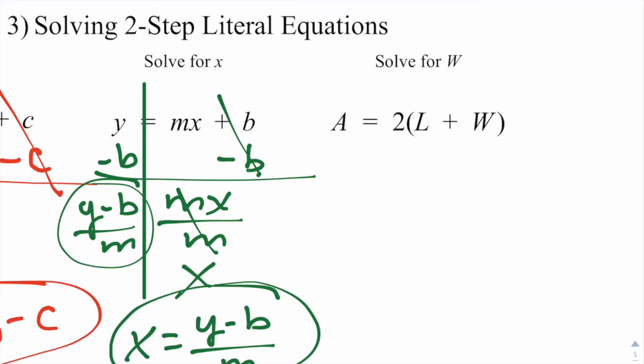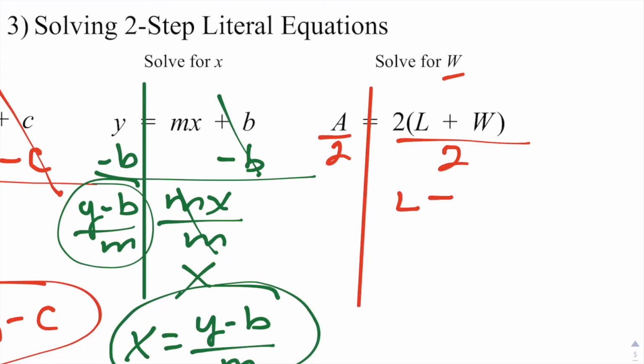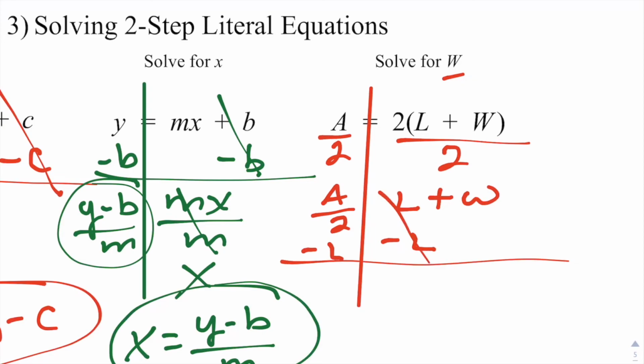Alright, so I want to solve for W. Well, the first thing I do is get rid of this 2 out in front. So I need to divide both sides by 2 because, again, here's my balancing point. When I divide both sides by 2, on this side I'm left with L plus W. And over here I have A divided by 2. I'm still trying to solve for W, so I need to subtract the L. And on this side now, this goes away, and I'm left with W, and then I have A over 2 minus L on that side.